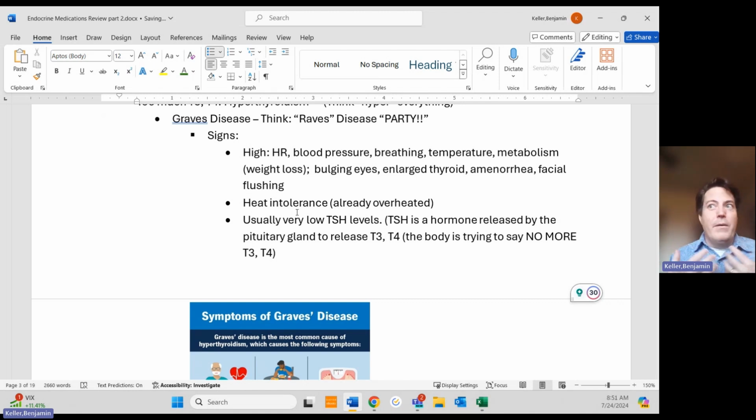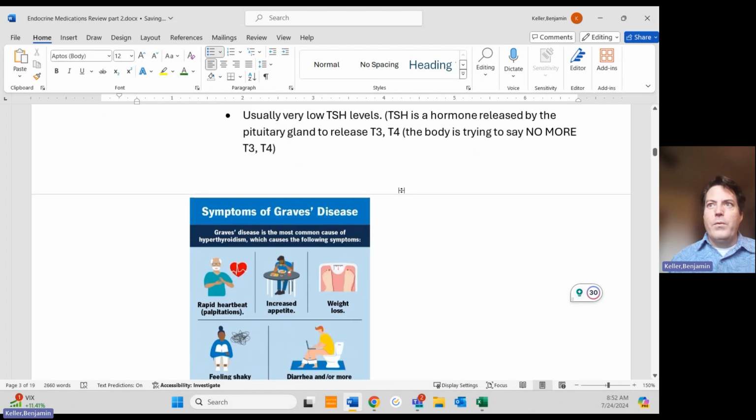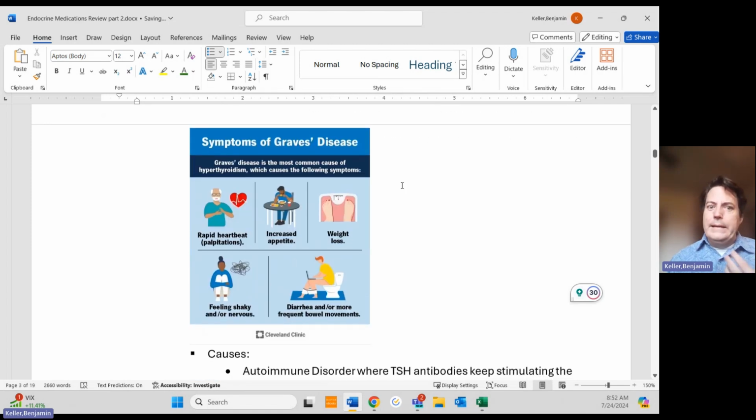She had amenorrhea, that type of thing. So she had heat intolerance. She was always fanning herself. She had a fan there because she was always feeling overheated. And she would have had usually a very low TSH level, because the thyroid stimulating hormone is the hormone that says, hey, make more thyroid. And the thyroid's already making too much.